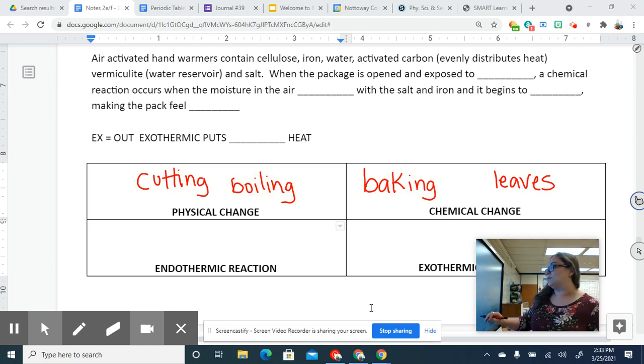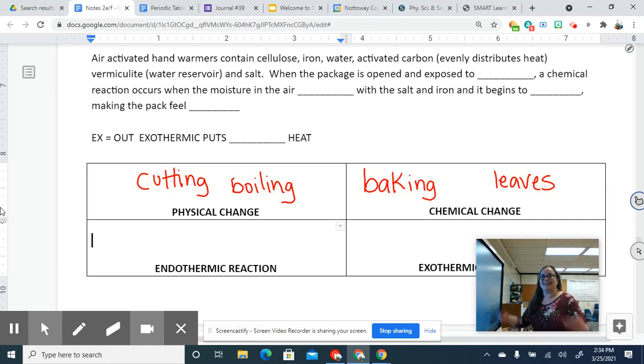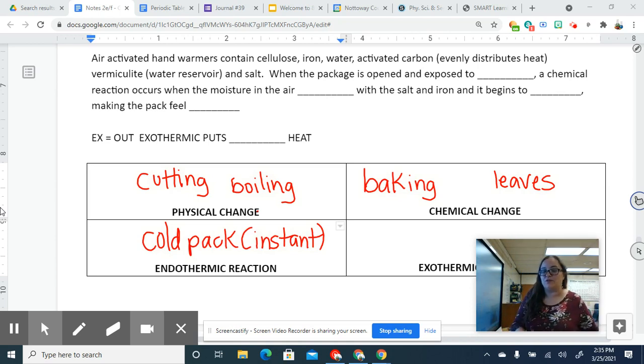An endothermic reaction is going to be a chemical reaction that takes heat in. Enter, endo. So something that feels cold. So our instant cold pack was our example of that. Now, not the kind that you have to put in the freezer and let it cool down. That's a physical change. This is the kind where you keep it in your first aid kit and you have to break it to get it to be cold.